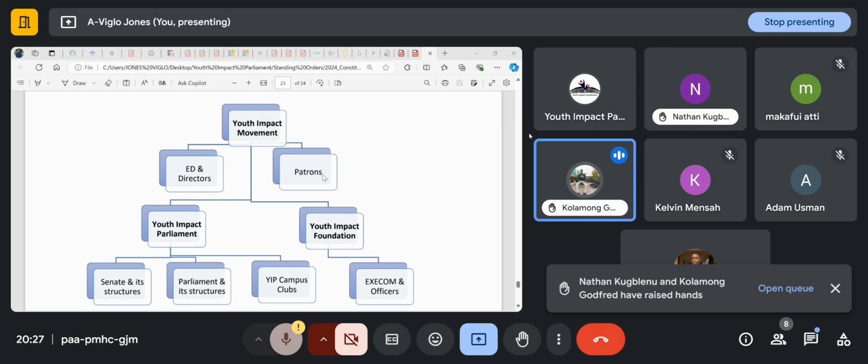Okay. And I have a second question. Yeah, ask. The second question is, what is the leave of absence for a youth MP? I want to know the right to request or ask from the speaker.